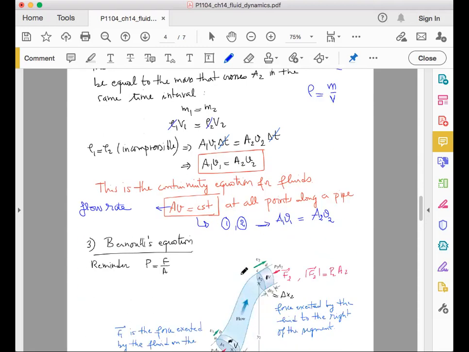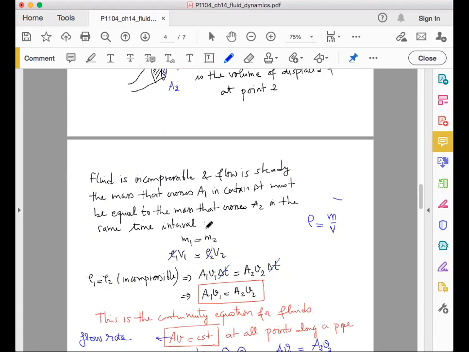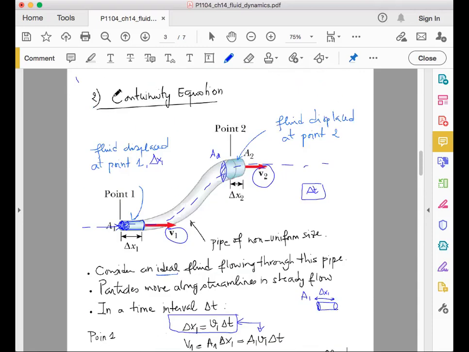Now we will move on with Bernoulli's equation. Bernoulli's equation relates the speed of the fluid in a given pipe to the pressure and to the elevation. Note that in the first exercise, when we were looking at the continuity equation, we were only looking at the speed of the fluid at 2 different points where A is different.